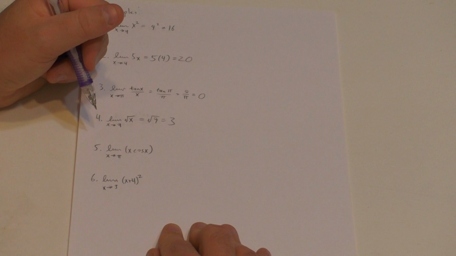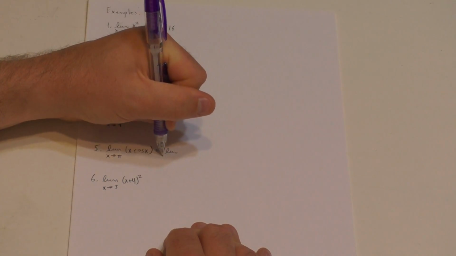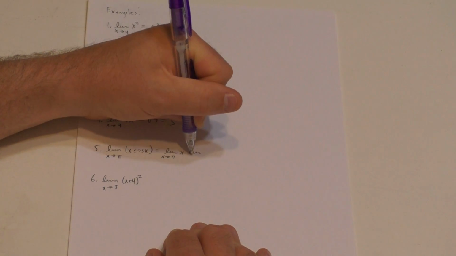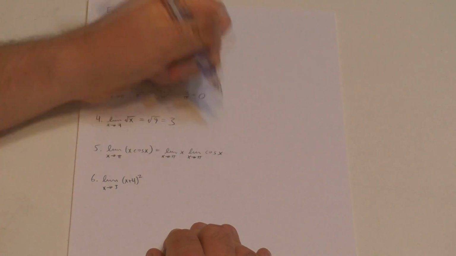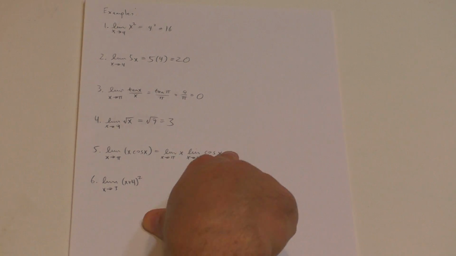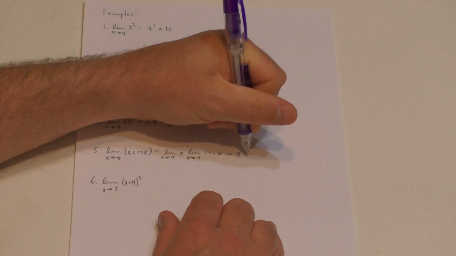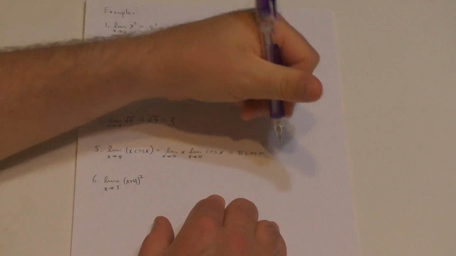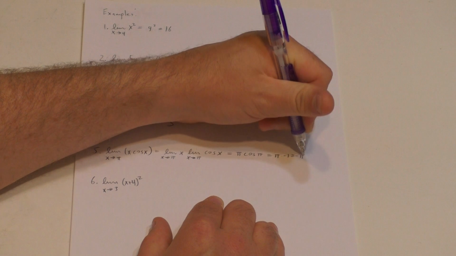Here's a product one: the limit as x approaches pi of x times the limit as x approaches pi of cosine x. We're just going to plug in pi for x and pi for cosine x, so cosine of pi. The cosine of pi is -1, so it's going to be pi times -1, which is just negative pi.